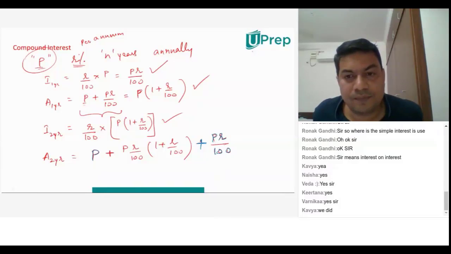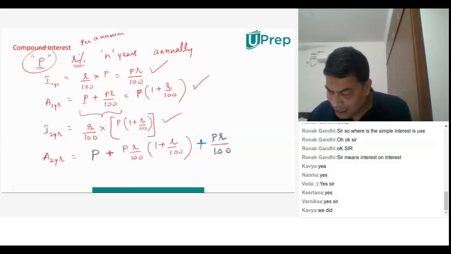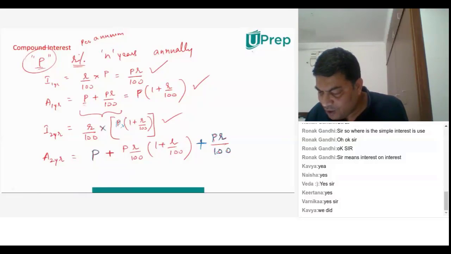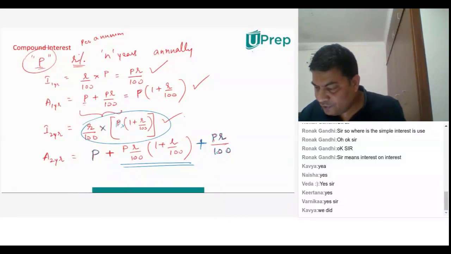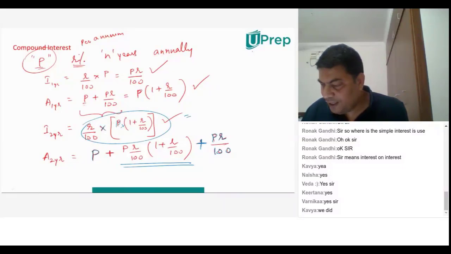Sir, after PR upon 100, how did the 1 plus R upon 100 come? This one, beta, I've just multiplied this. R by 100 into P into 1 plus R by 100. This P into R by 100 into 1 plus R by 100, this entire thing I've put it here. Okay, let me write it for you. R by 100 into P is PR by 100, into 1 plus R by 100.